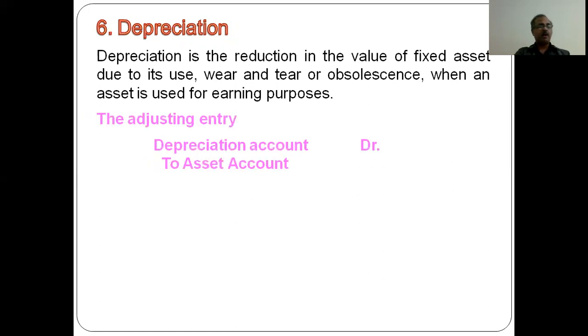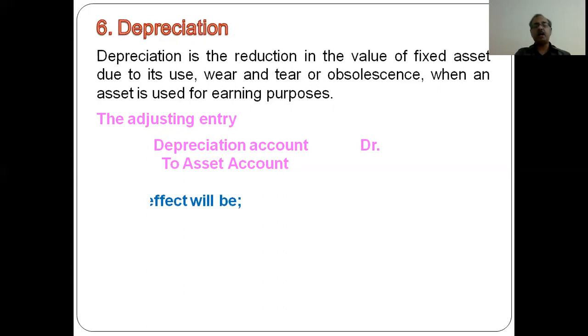So let us see what will be the general adjustment entry. The adjustment entry is that depreciation account debtor to assets account. Depreciation is an expense, or we can say it's a loss. That is why depreciation is debited. And whenever depreciation arises, the value of fixed assets will decline. So that is why asset account is credited, because asset is always a debit balance. Whenever there is a reduction, we have to give a credit. The adjustment entry is depreciation account debtor to assets account.